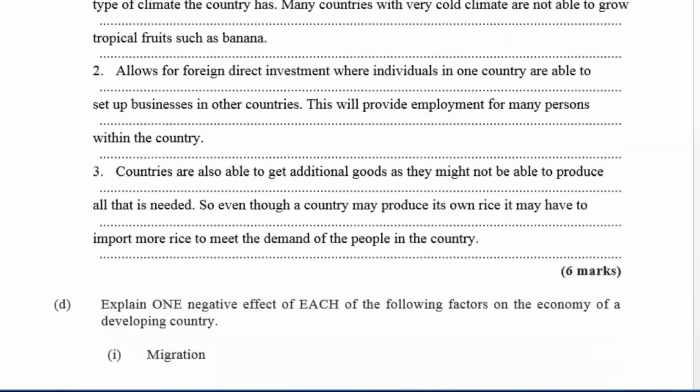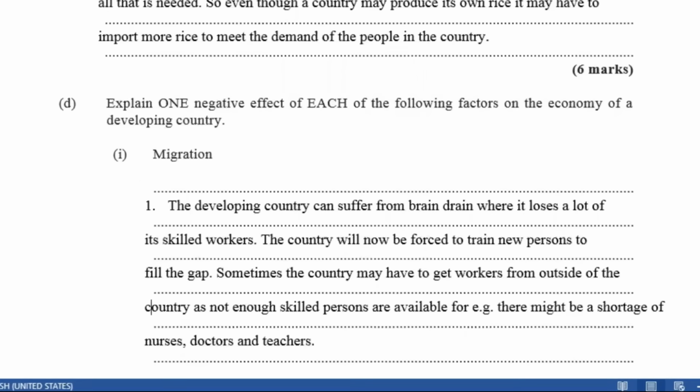Let's look now at D. Explain one negative effect of each of the following factors on the economy of a developing country: migration. And this happens a lot with developing countries. It happens a lot in my country. Not sure if it happens in yours, but I would want to believe so, especially if you are in a Caribbean country. So can you think of any negative effect of migration? Can you think of any?